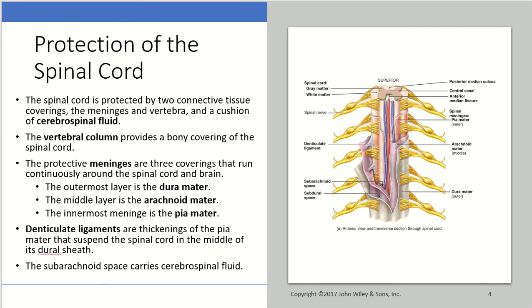The spinal cord is going to have two main protective layers that are made up of connective tissue. These are the meninges and the vertebra, and then there's also going to be a cushion of cerebrospinal fluid in there as well. So there are really three layers total of protection there. The vertebral column is going to provide a bony covering for the spinal cord. And then the protective meninges are going to be three coverings that run continuously around both the spinal cord and the brain.